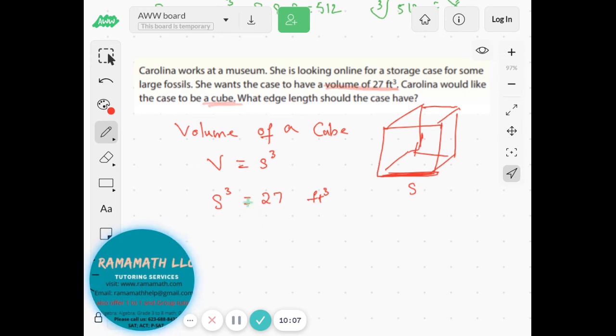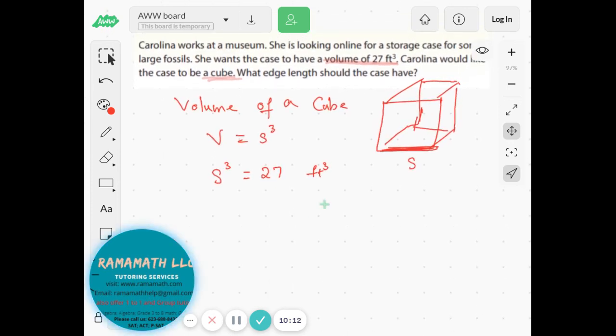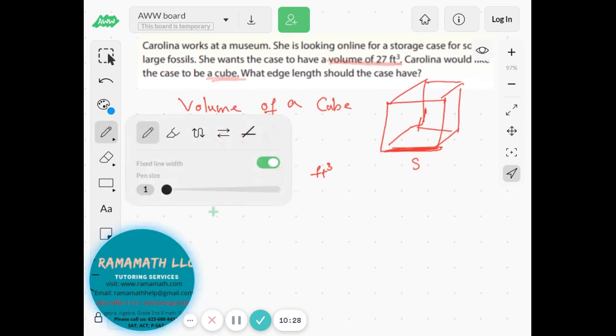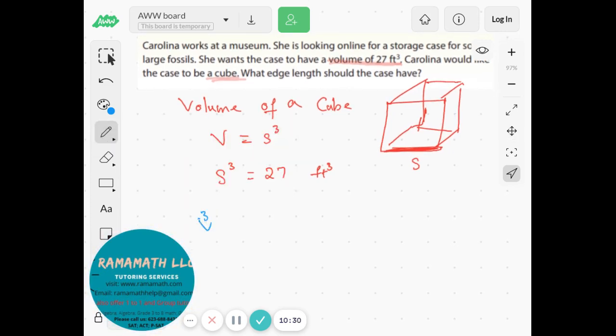But since it is S cubed, I need to find out the side length. So what I'm going to do is the inverse. The inverse of a cube is the cube root. So I am going to take the cube root on both sides: the cube root of S cubed and also the cube root of 27. When the cube and cube root cancel out, you just get S equals.